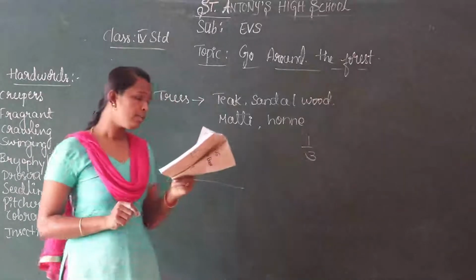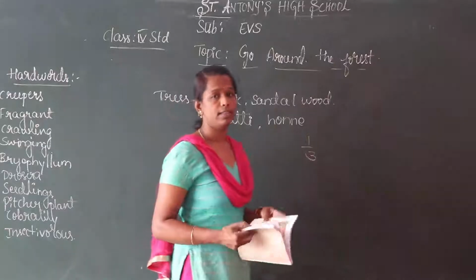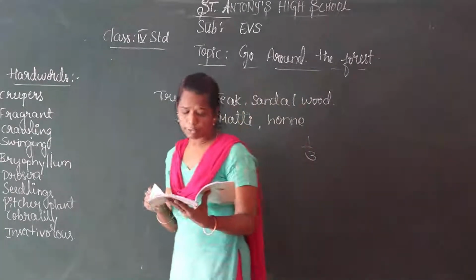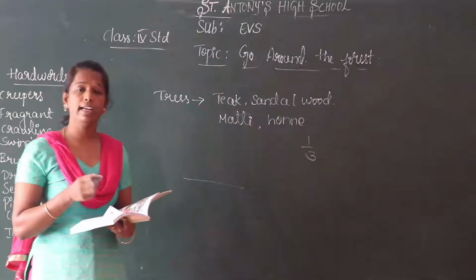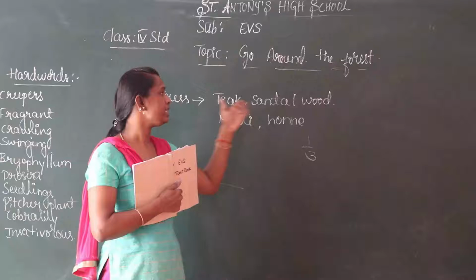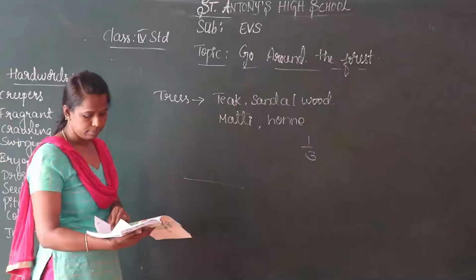Okay. So in the previous classes you learned the tree names. In the last lesson, you learned the tree names. You have to write 10 tree names. Okay. So here are some tree names: teak, sandalwood, matti, honne. Like that, you have to write some trees. Okay.